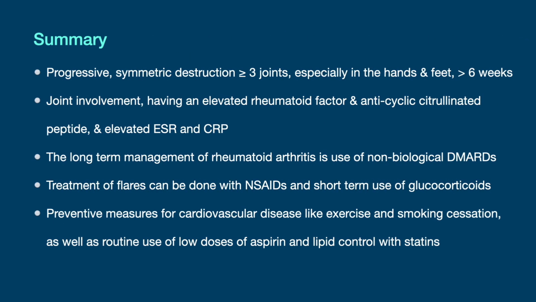Alright, as a quick recap, rheumatoid arthritis causes progressive symmetrical destruction of at least 3 joints, especially in the hands and feet, over more than 6 weeks. But the main mortality comes from cardiovascular disease, especially myocardial infarction and stroke. Diagnosis is generally based on joint involvement, having an elevated rheumatoid factor and anticyclic citrullinated peptide antibodies, as well as an elevated ESR and CRP.